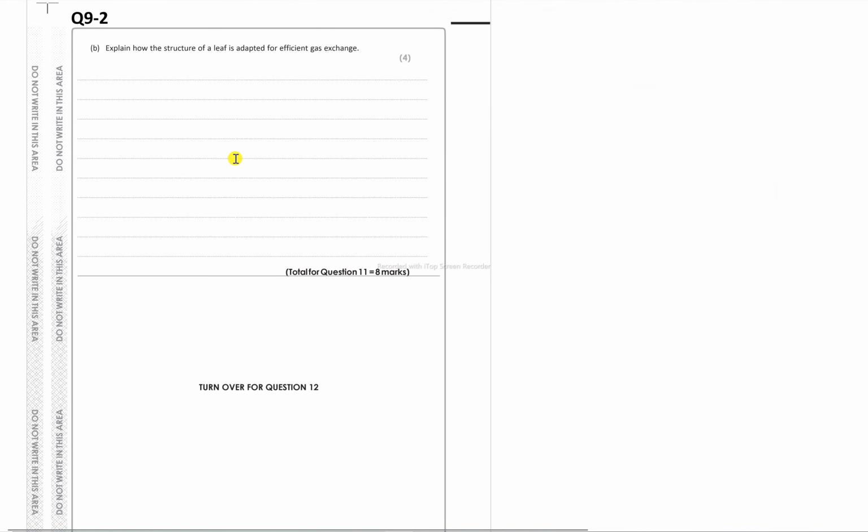Explain how the structure of a leaf is adapted for gas exchange. Whoa, where did that come in? Right, okay, it's gas exchange, but it's to do with the leaf, no problem. So, first of all, the leaf is flat and has a large surface area. That means that there's more diffusion taking place.